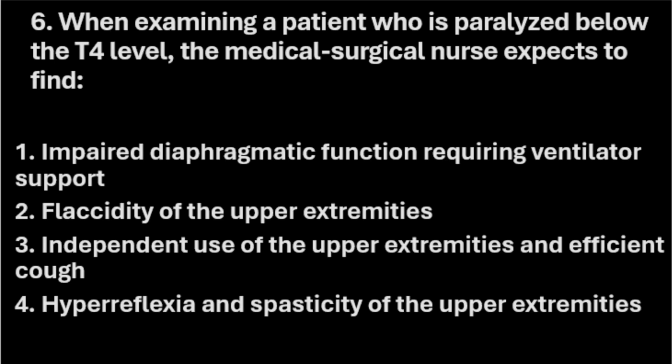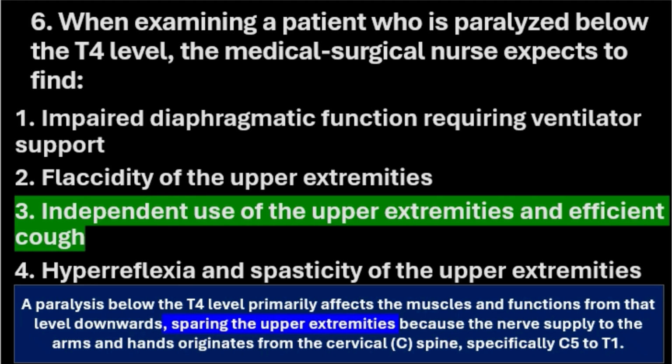Next question, when examining a patient who is paralyzed below the T4 level, the medical surgical nurse expects to find option 1, impaired diaphragmatic function requiring ventilator support, option 2, flaccidity of the upper extremities, option 3, independent use of the upper extremities and efficient cough, option 4, hyperreflexia and spasticity of the upper extremities. Right answer is independent use of upper extremities and efficient cough.